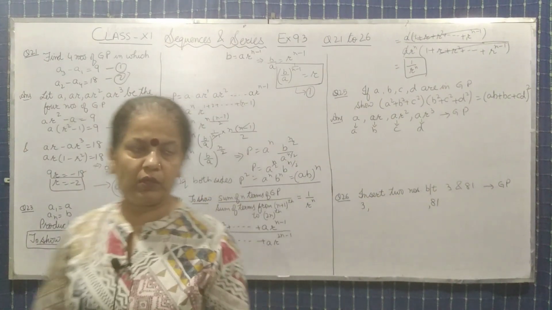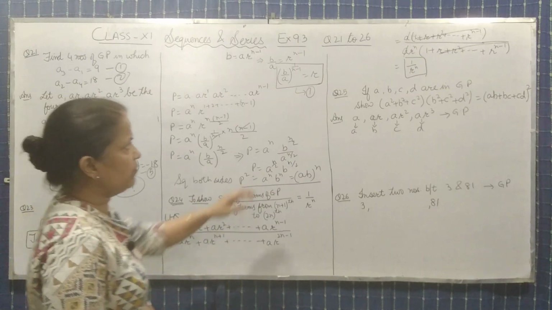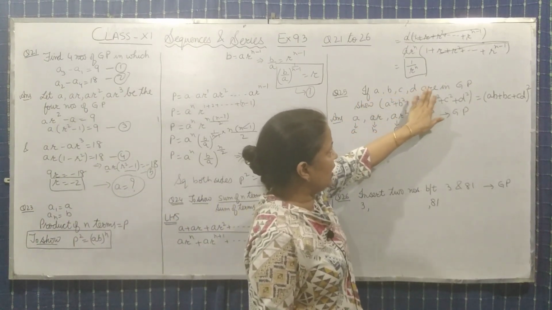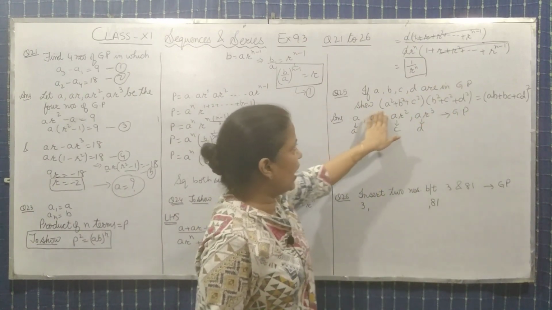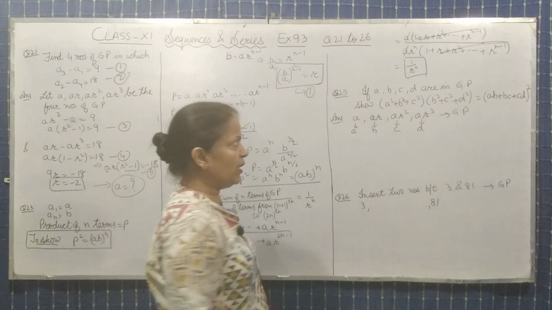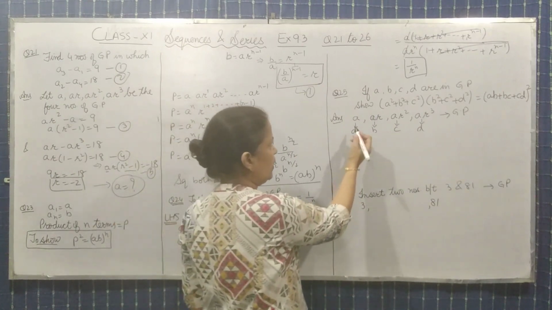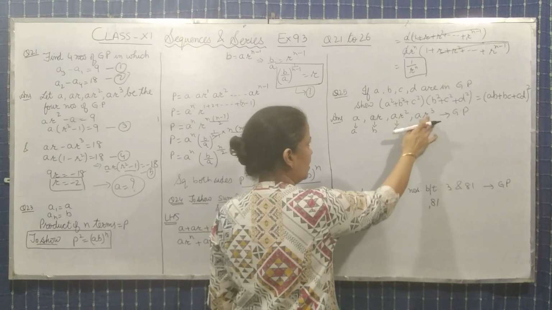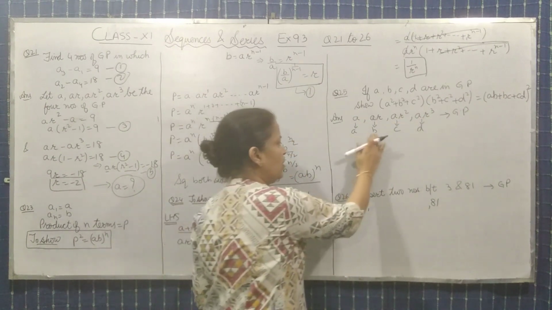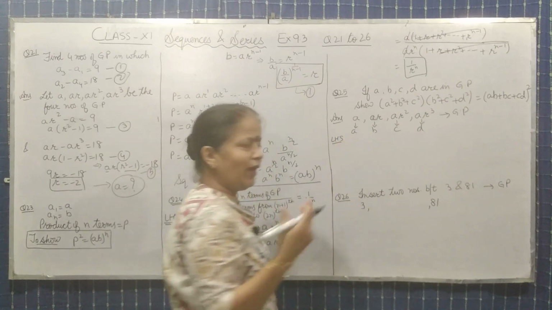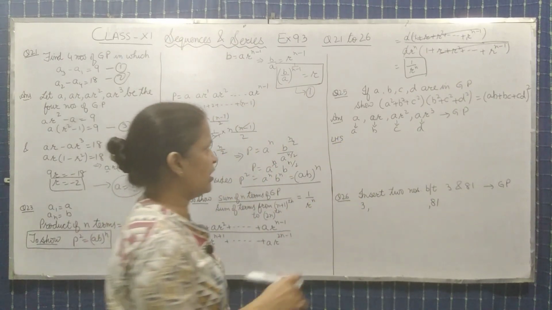Question 25. In question 25, they have given that A, B, C, D are in GP and we have to show this one. So, since A, B, C, D are in GP, we will take the 4 terms as A, AR, AR square, AR cube for A, B, C, D. Now, we will take LHS. We will solve LHS and RHS separately.